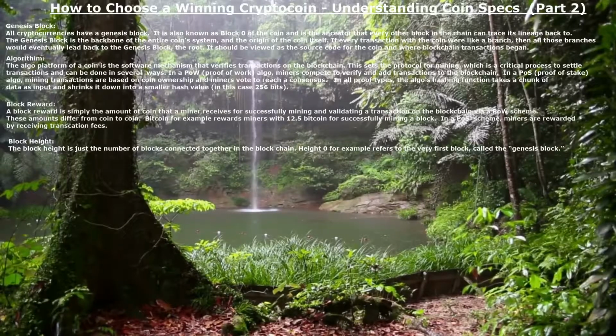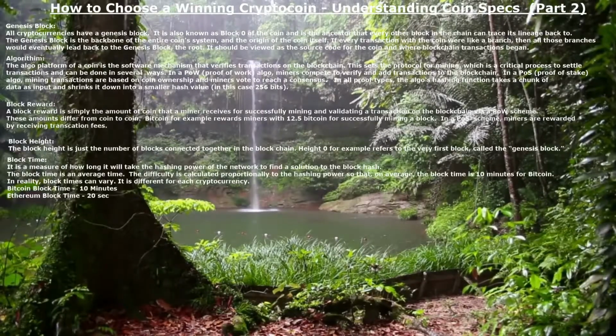Height 0, for example, refers to the very first block in the chain, and that is referring back to the Genesis block. And the block time of a crypto coin, this technical spec measures how long it will take the hashing power of the network to find a solution to the block hash.